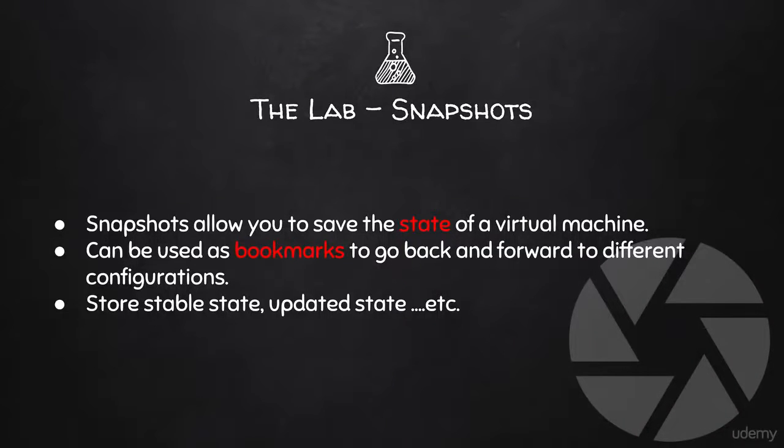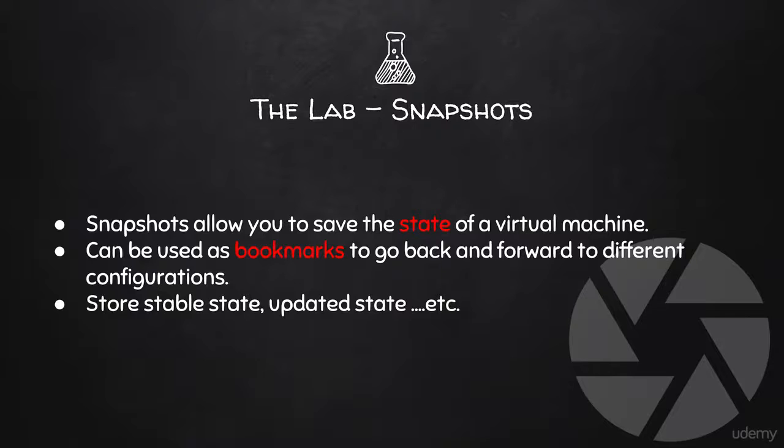Idea to take snapshots of them. A snapshot allows you to store the state of the current virtual machine. So it allows you to go back in time or go forward to a certain state after you go back. So you can think of it as bookmarks.